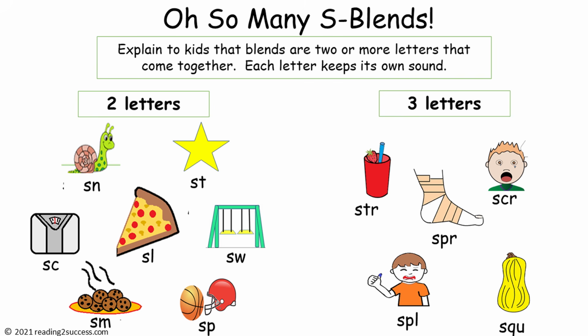Explain to kids that blends are two or more letters that come together. Each letter keeps its own sound. S blends can have two letters or they may have three letters. First, we're going to teach kids the two-letter blends, and then we're going to move into the three-letter blends.